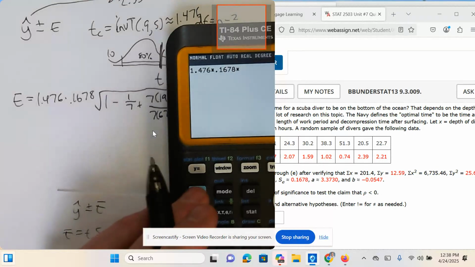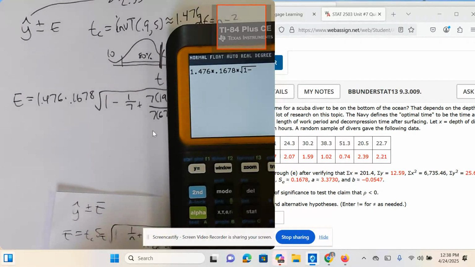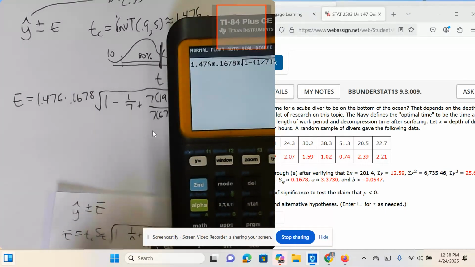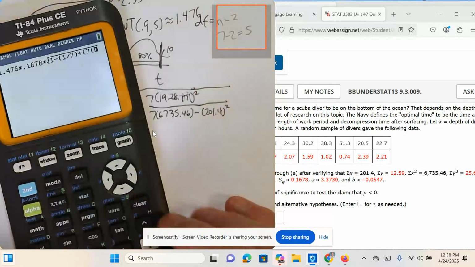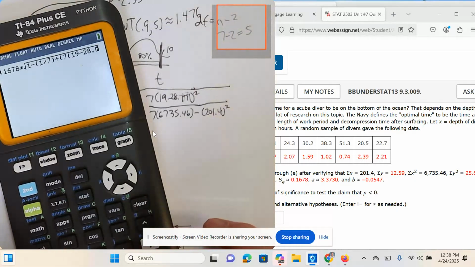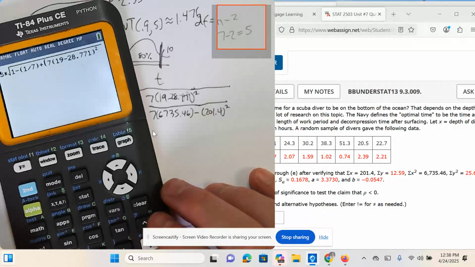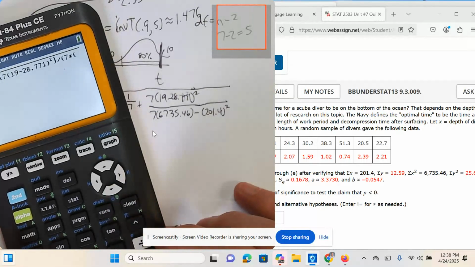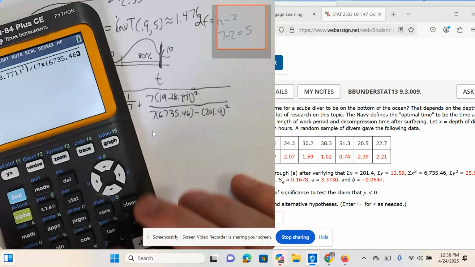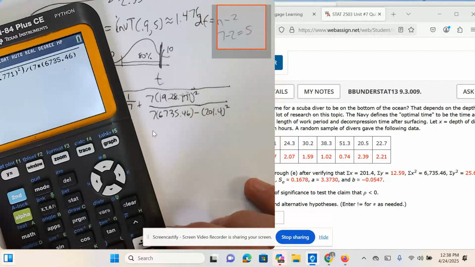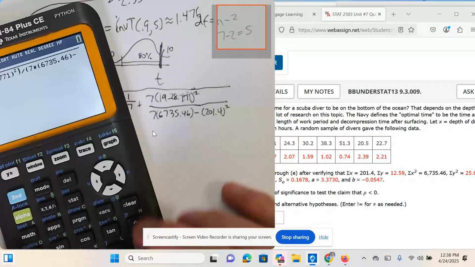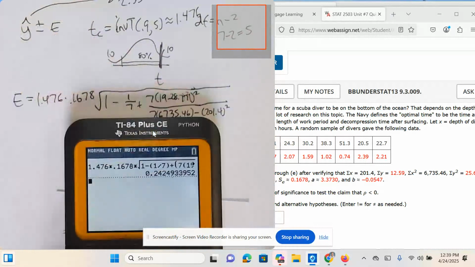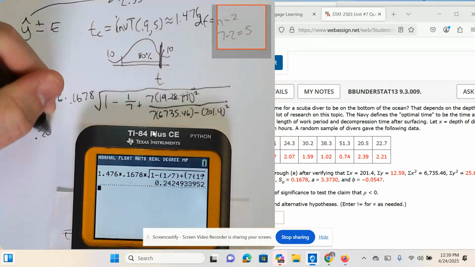1678 times the square root of 1 minus 1 divided by 7 plus, open parentheses, 7 times 19 minus 28.771 squared, close parentheses, divided by 7 times 6,735.46 minus 201.4 squared. 0.24, I hope this is right because it's a little stressful. 0.242 is my margin of error.